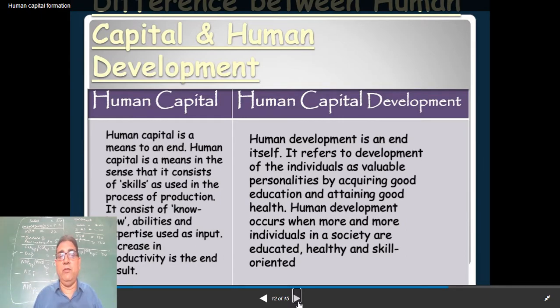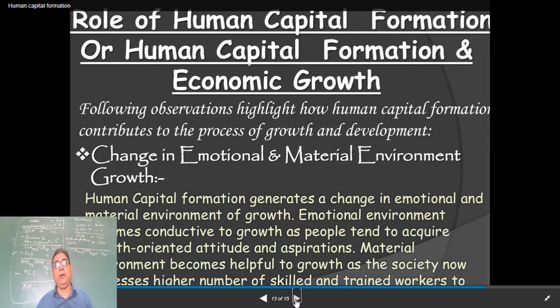It refers to the development of individuals as valuable personalities by acquiring good education and attaining good health. Human development occurs when more and more individuals in society are educated, healthy, and skill oriented. So this is the difference between human capital formation and human capital development. Role of human capital formation is an important point. Now we can see the role of human capital formation in economic growth.